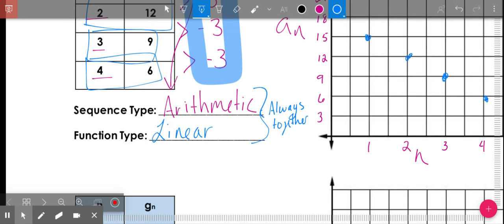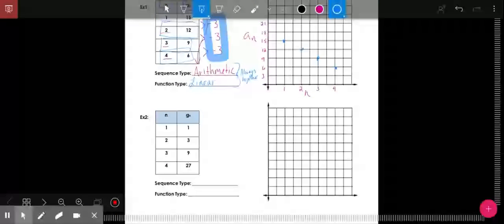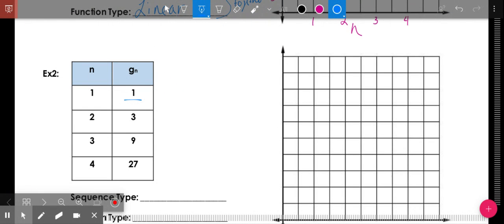Looking at the next one. If we scroll down to the next one, our next table has a first term of 1, second term of 3, third term of 9, and fourth term of 27. Looking at this, we're first going to find the pattern because that's going to be easier for us to set up our graph.